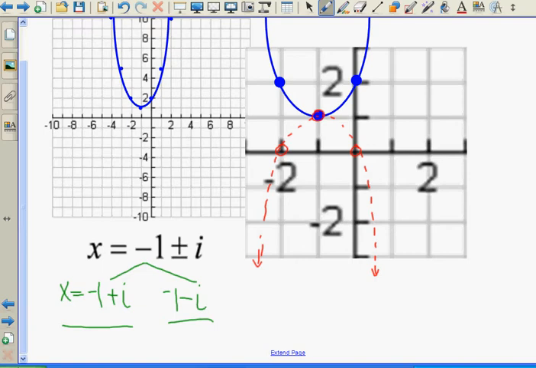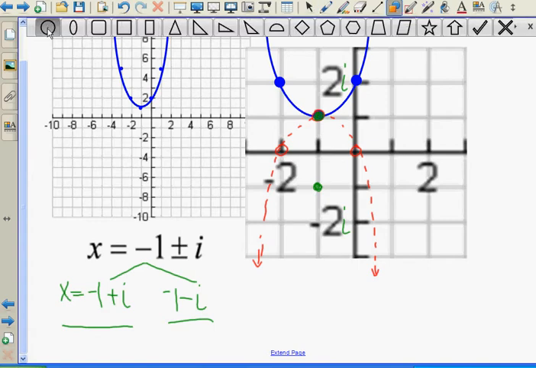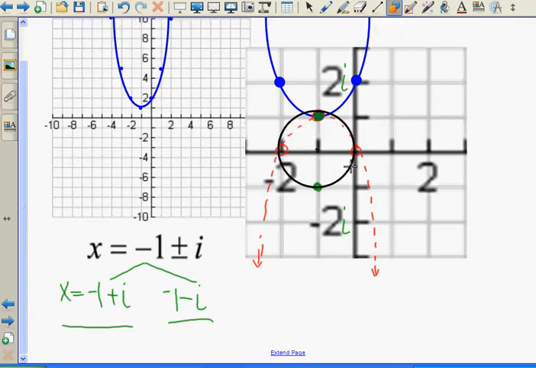So, thinking of our y-axis as our imaginary axis, I'm going to put i's next to those for a minute just to remind us. -1 + i means go back 1, and plus i would put me right here. And -1 - i, back 1, and down 1 puts me right here. So what you find, and this always happens, it's kind of really neat, is that if you take your quadratic, reflect it upside down, and plot your imaginary roots, you always make a circle. It's just kind of cool.